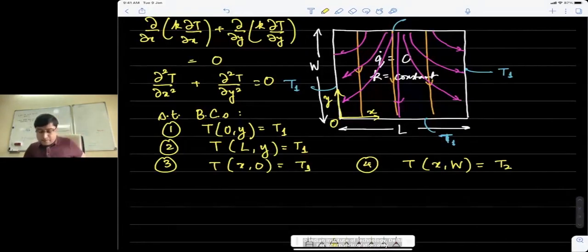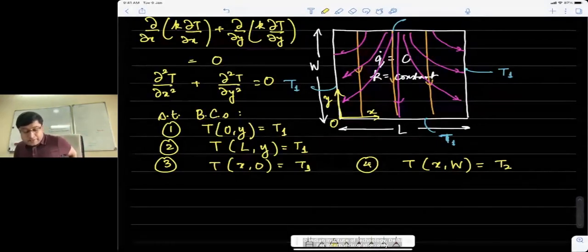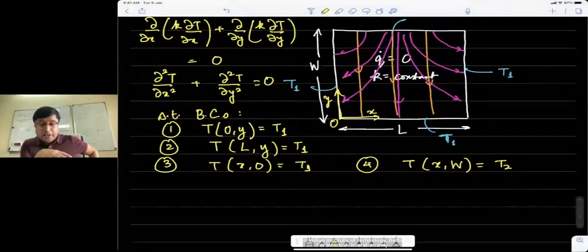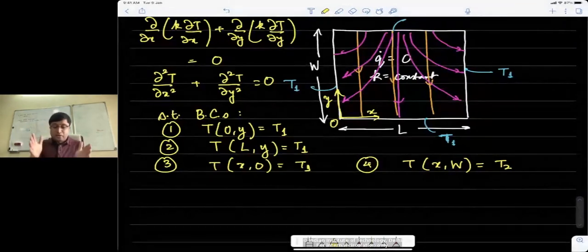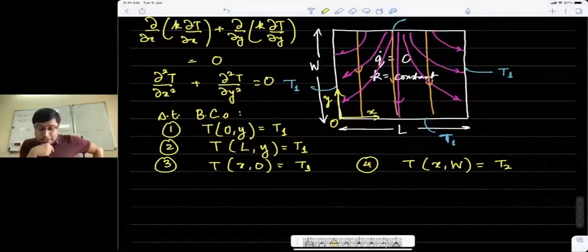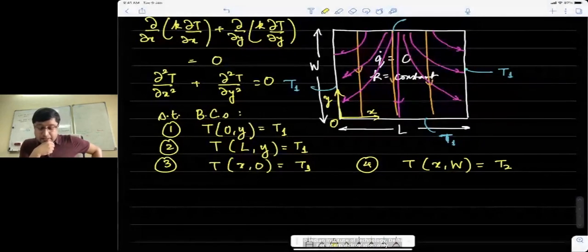Now, what is typically done in these kinds of problems? And by the way, we are doing this because this is a simple geometry. It's a Cartesian geometry, so the edges are aligned. It's just a geometry which is rectilinear, so I can easily define my coordinate system and solve this in this manner.